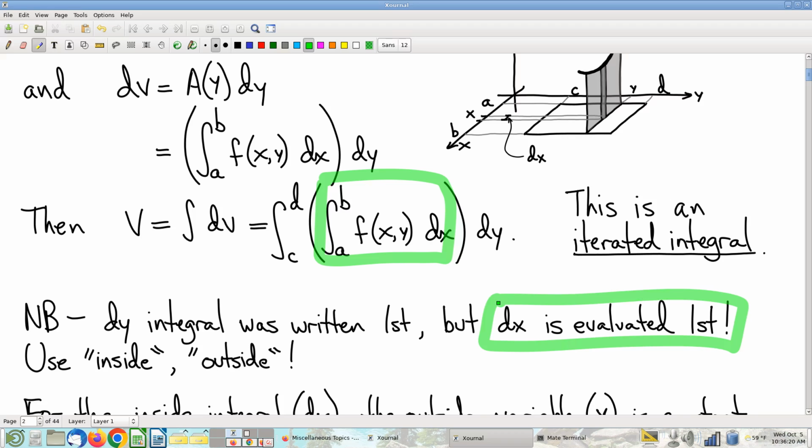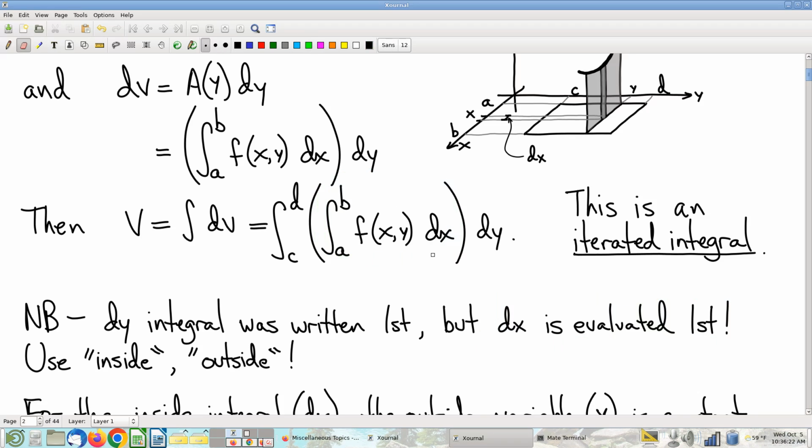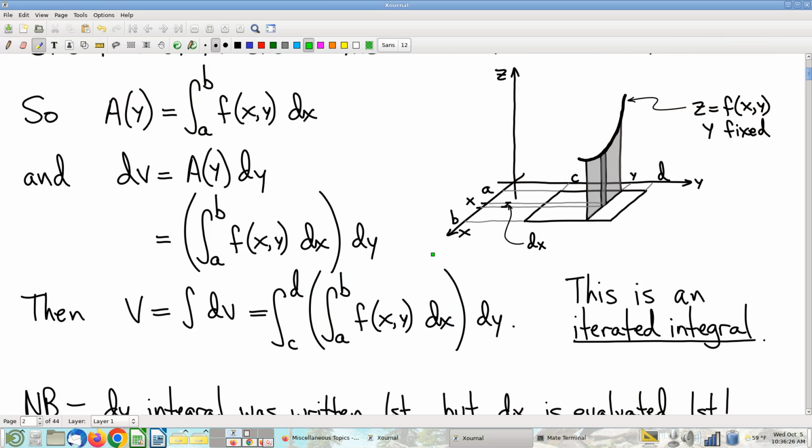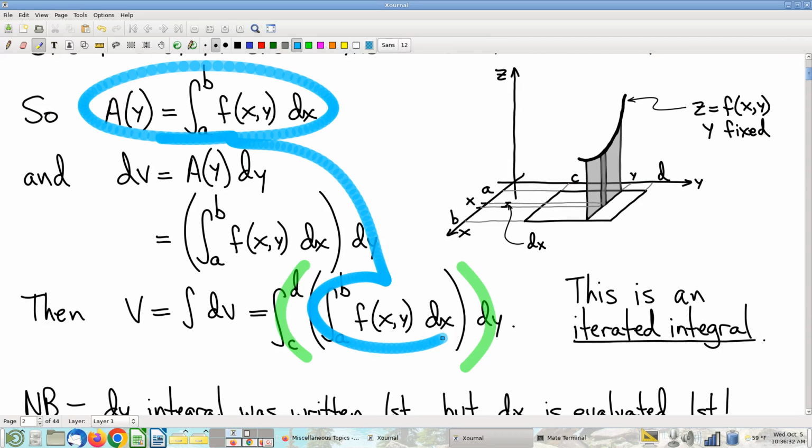You can't start with the outside integral. But in the development of the integral in the first place, the very first thing that I wrote down was that we needed a y integral, and then we computed the integrand as the x integral. So in the development, the y integral is first. In the computation, the x integral is first.